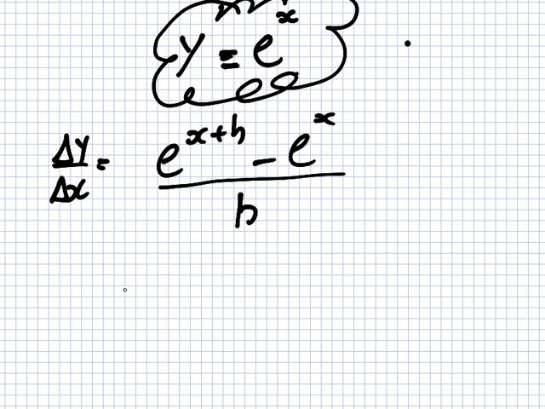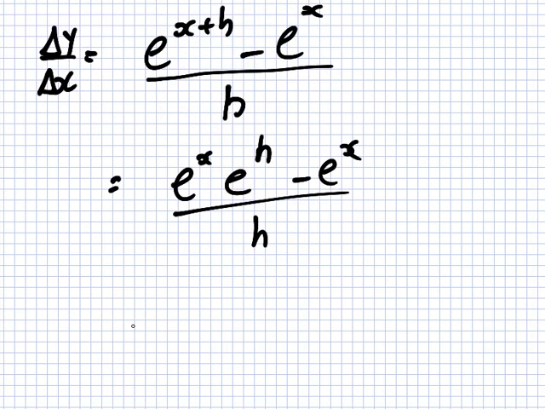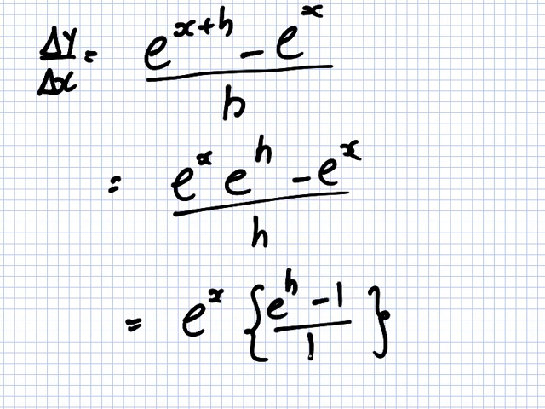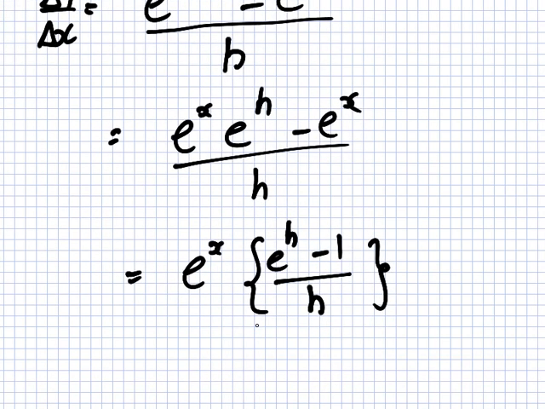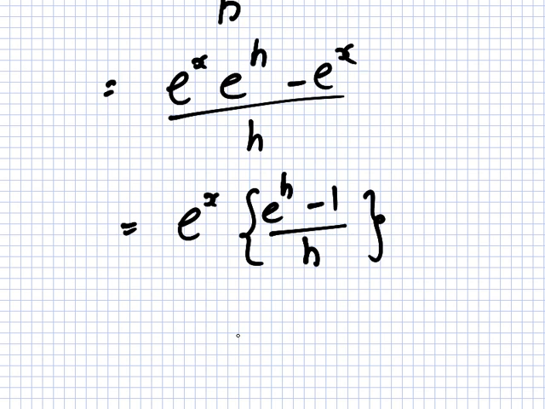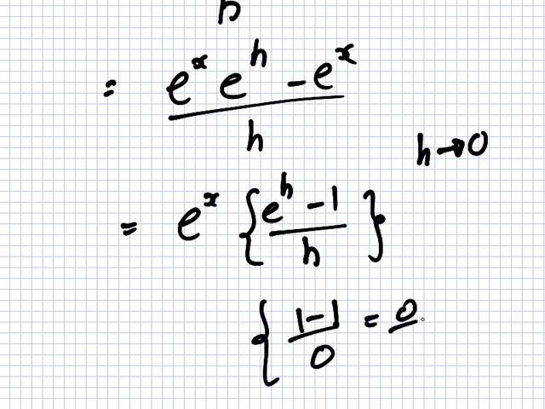So that is e to the x times e to the h, minus e to the x, over h. So that is e to the x bracket, e to the h minus 1, over that. Now the question is, what happens when h goes to 0? If you look at this, you'll get 1 minus 1 over 0, which is 0 over 0, which is no value. Now this is the problem. It has no value.